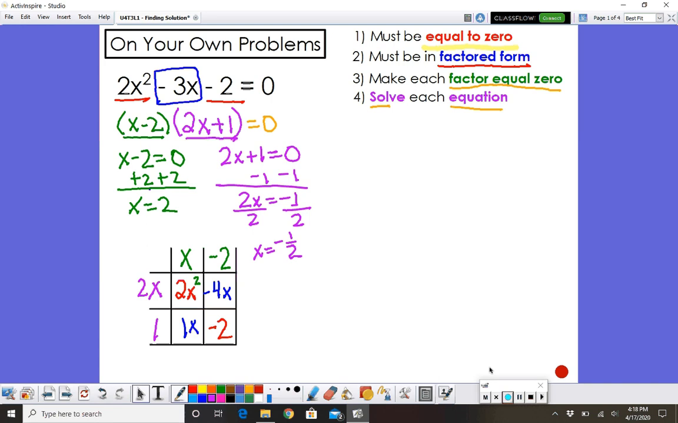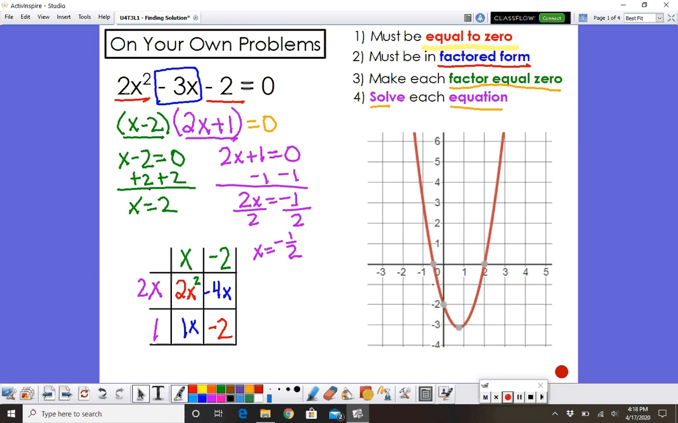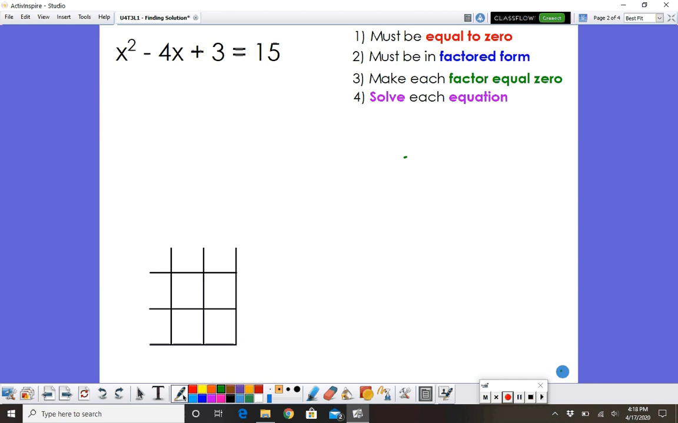Now, if we want to double check these, I put a graph right here. And we can see our two factors, x is 2, and then x could be -1/2. Okay? All right, on this one, double check. Make sure you have an equation that equals 0. This does not equal 0, so we have to make it equal 0. If we have 15, the way we get that to be a 0 is we subtract 15. So we've got x squared minus 4x, oops, not plus, 3 minus 15 is going to give us -12.